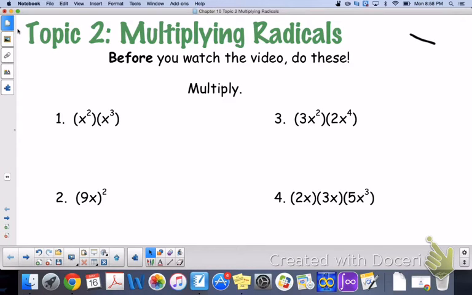All right, topic 2, video. If you haven't done this, pause the video right now. This says before you watch the video, do these. One thing to refresh your memory if you've forgotten: when we are multiplying like bases, we add the exponents. You add the exponents on these. So go ahead, pause the video, do these 4, and then pick up the video.